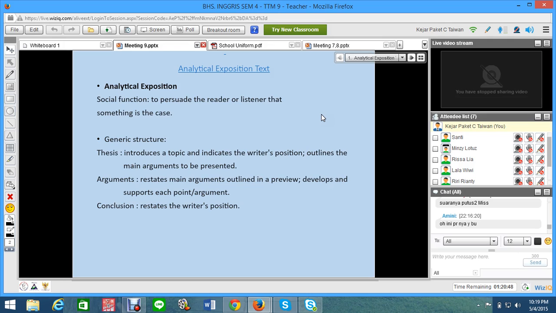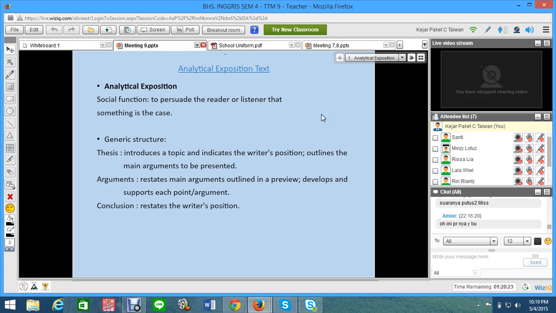Okay, di buku paket kalian. So because there are many kinds of text in English. Okay, so while we are studying English, we have to discuss about the kinds of text. Okay, so now we are going to discuss about analytical exposition.